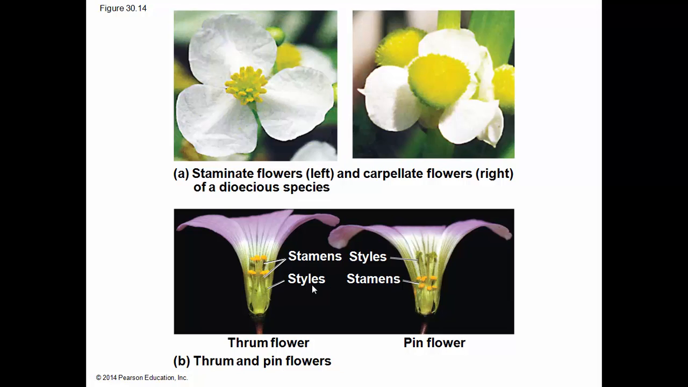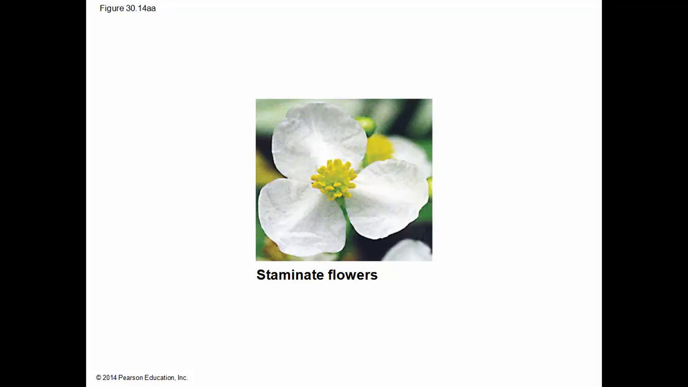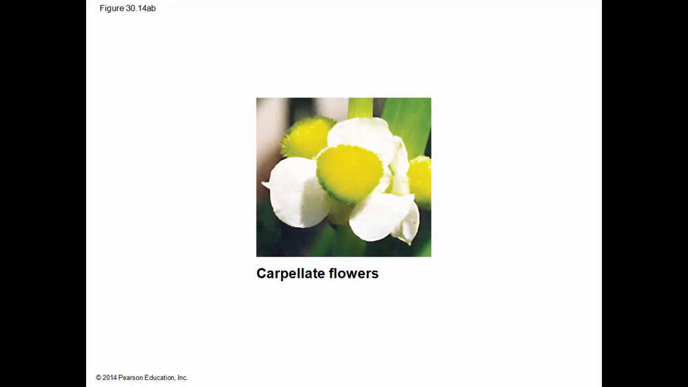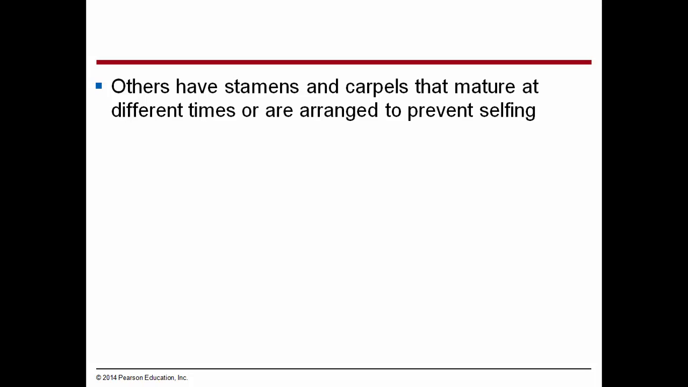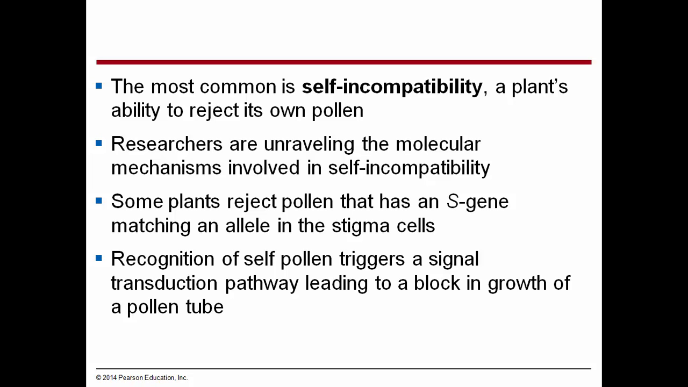Okay, so plants have different strategies to avoid self-pollination. Others have stamens and carpels that mature at different times or are arranged to prevent selfing. The most common is self-incompatibility, a plant's ability to reject its own pollen. Researchers are still unraveling the molecular mechanisms involved in self-incompatibility. Some plants reject pollen that has an S gene matching an allele in the stigma cells.